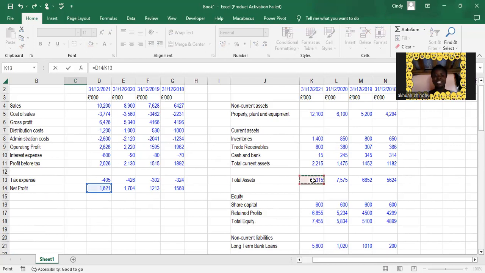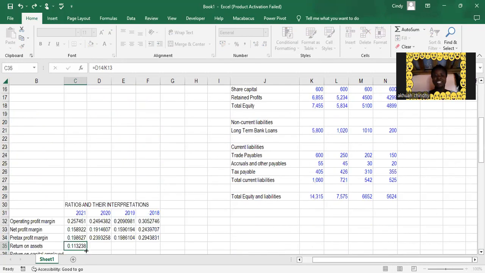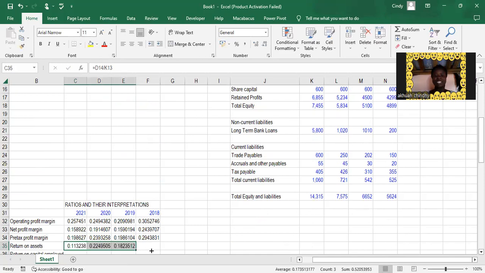You have to make sure that you are using the right years. So the first one was 2021 in the income statement, then 2021 in the balance sheet. Then you enter. Then you calculate across the years. Let's see if Excel will do a good job here.